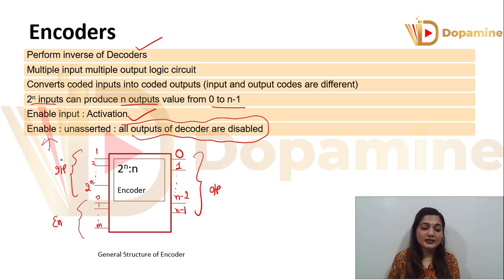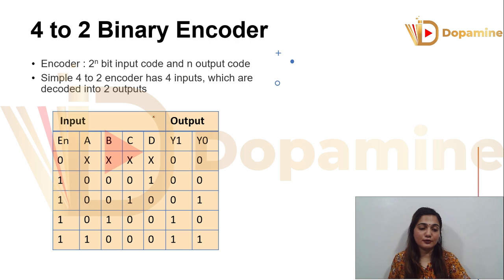If the enable is activated, then this 2 raised to power n input can be converted into an output code. So the input code is converted into the output code with the help of the encoder. A 2 raised to power n bit input code is converted into an n bit output code. This is basically the general structure and the introduction to the encoders. Now coming to the 4 to 2 binary encoder, as the name suggests, it has 4 inputs and 2 outputs.